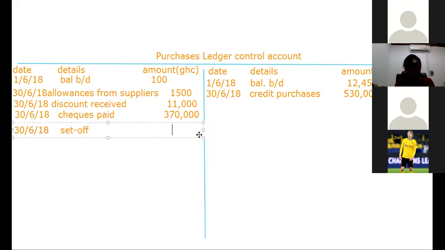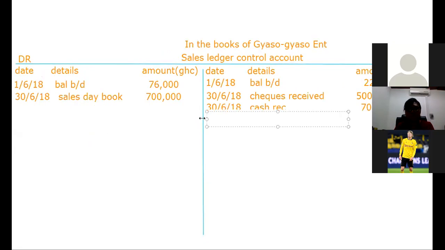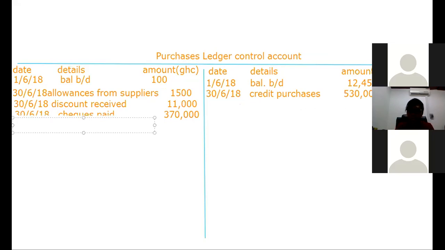How much is it? 14,000. Okay, so what next? Somebody's hand is up there. I have to mention you there. What next? Calvin, a free year should answer one.